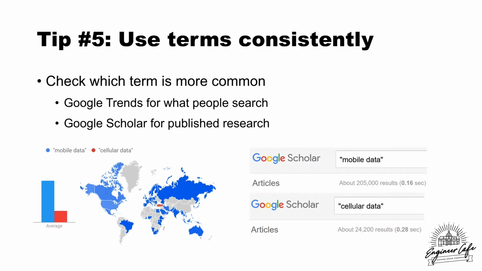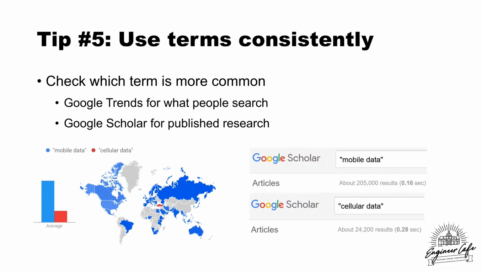Actually, everywhere but Turkey. What kind of Turkey? Yeah, Turkey. Turkey loves the term cellular data. I have obviously no idea why. But especially in general tech writing, this is a great thing to check. Just what is the word that people are using when they're talking to Google.